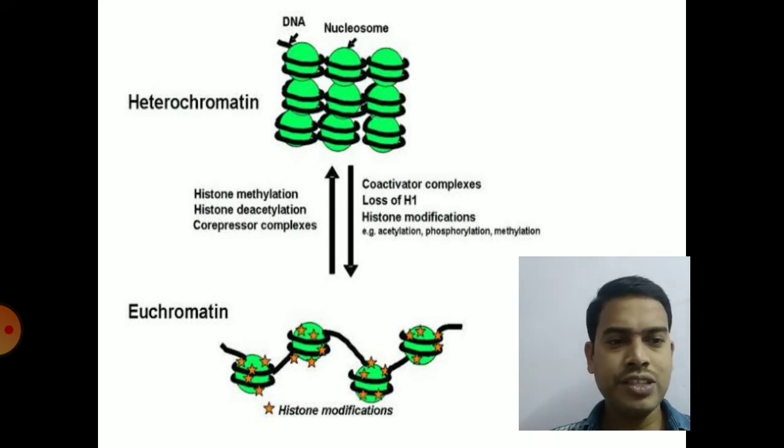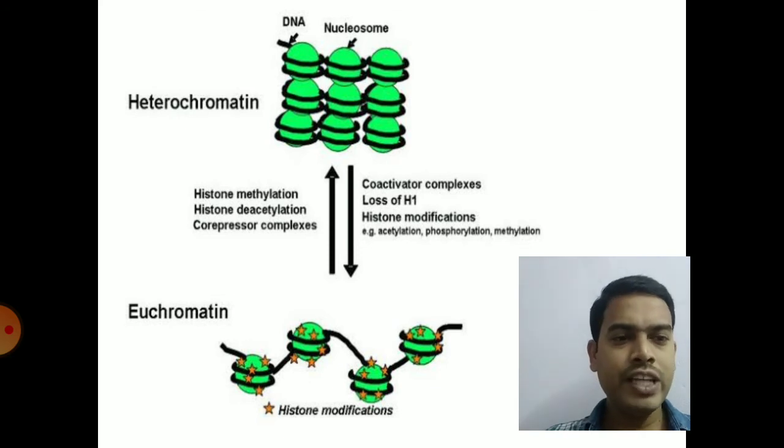Based on the structure and compaction, the chromosome is of 2 types. Based on the DNA compaction around the histones, the chromosome is of 2 types: euchromatin and heterochromatin. Heterochromatin is a highly condensed structure of DNA, and euchromatin is a relaxed structure of DNA.